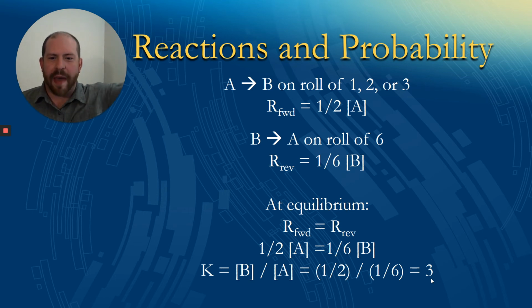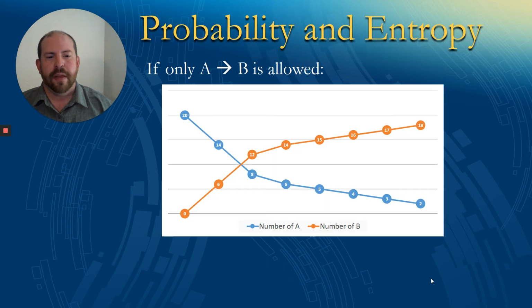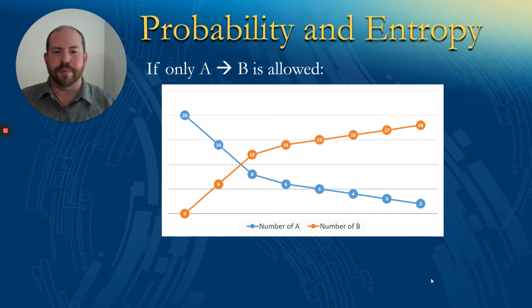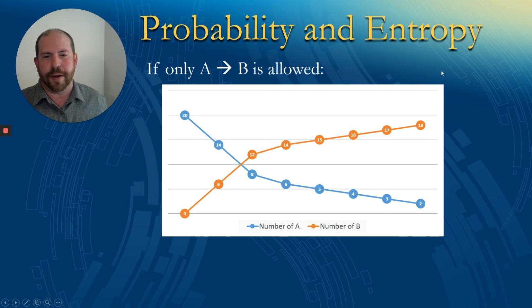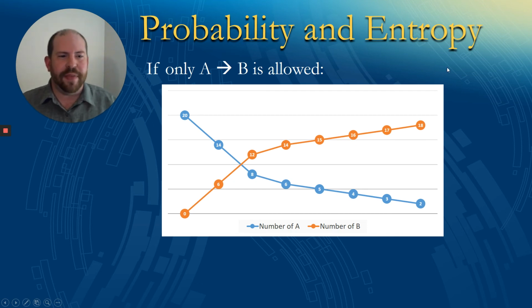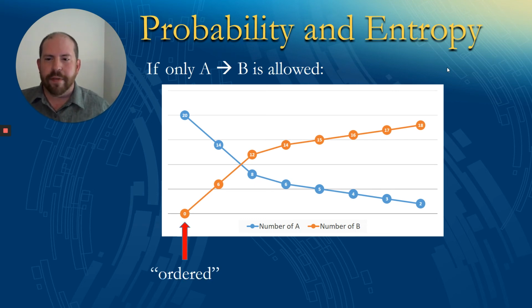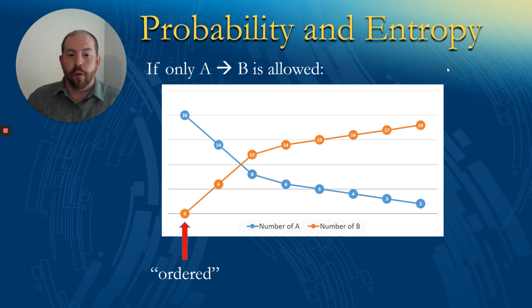So I'm going to go all the way back to that first simulation to show you why this is connected to entropy. Remember that first simulation where we could only go from A to B, and they didn't settle down. We expect A to trend down to 0. We expect B to trend up to everything's converted. Well, how could we describe this in terms of disorder? Where are we ordered and disordered? Well, we start off in what we could consider a very ordered state. Everything is A.